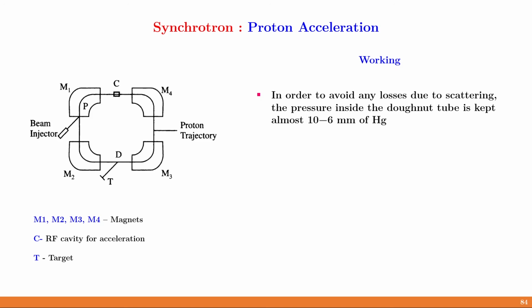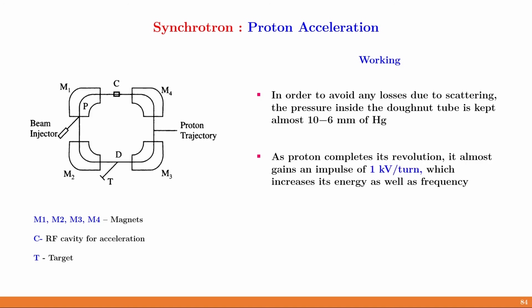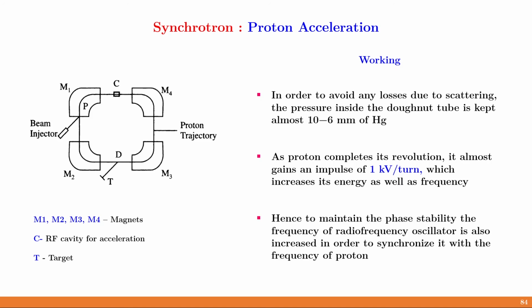In order to avoid any losses due to scattering, the pressure inside the donut tube is kept at almost 10 to the power of minus 6 mm of Hg. As a proton completes its revolution, it gains an impulse of about 1 kV per turn, which increases its energy as well as frequency. Hence, to maintain the phase stability, the frequency of the radio frequency oscillator is also increased in order to synchronize it with the frequency of the proton.